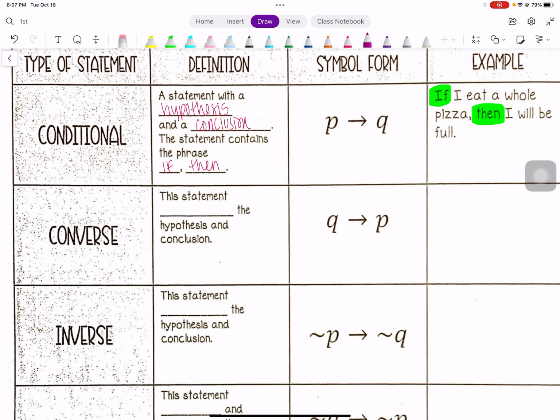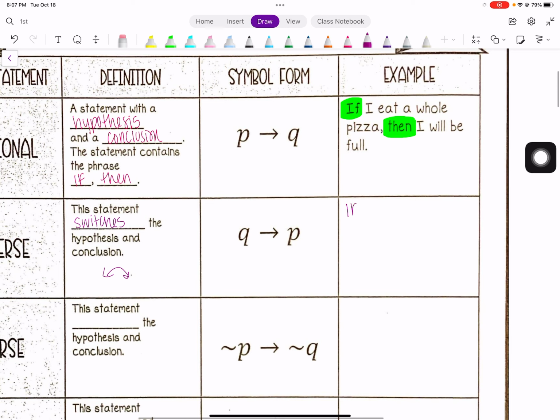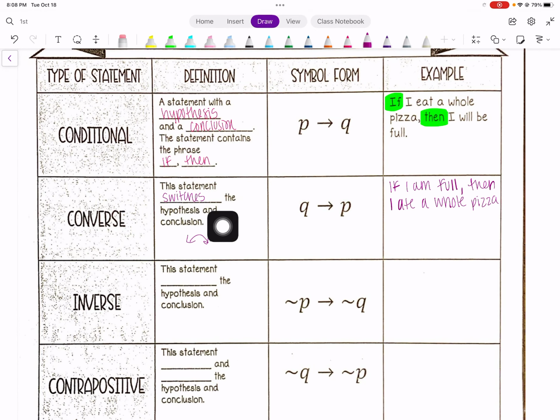Converse, okay, this is the statement that switches. So remember, we flip them. So we take the hypothesis and the conclusion and they trade places. So if we're looking over here, we're going to take this one up here and it's going to switch places. So we'll say, if I am full, then I ate a whole pizza. Okay. So remember, conditional is adding if and then. Converse is switching them.